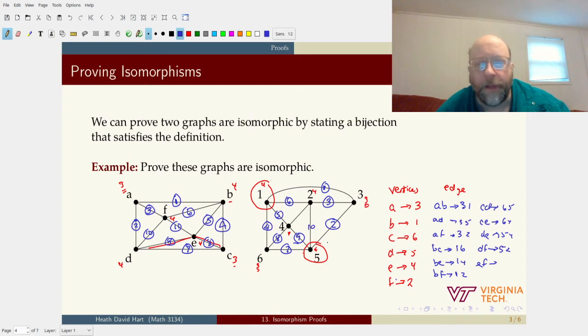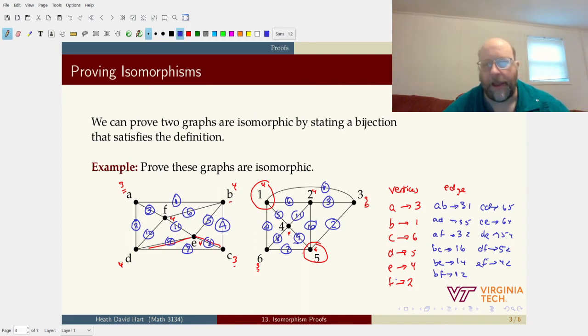11, I don't know. Let's see. 11 is from E to F. E goes to 4. F goes to 2. That's going to be this edge right there. Okay, that took us a while to work through all the edges, but I picked a mapping of the vertices. And when I picked the mapping for the vertices and applied that mapping to the edges, it worked with the mapping as well.